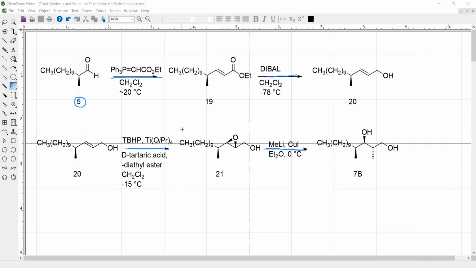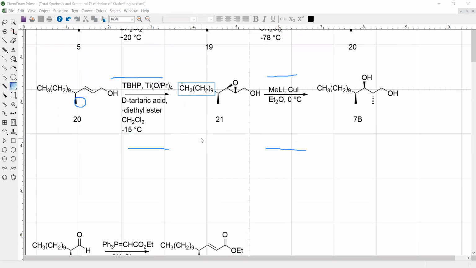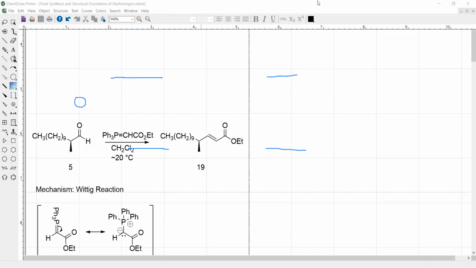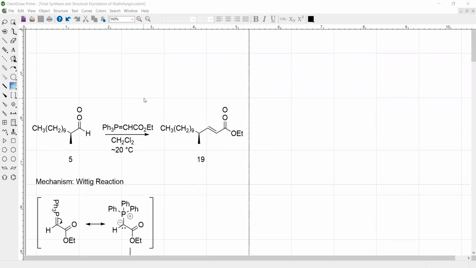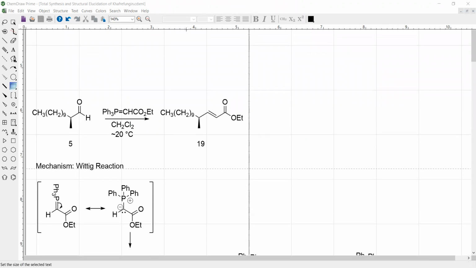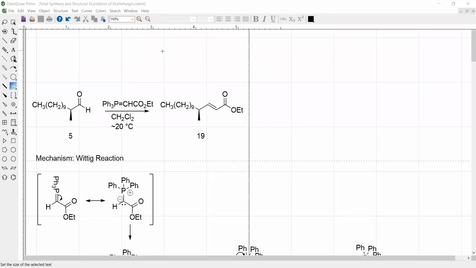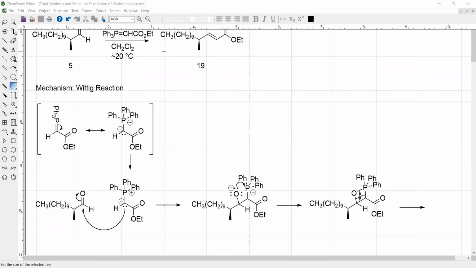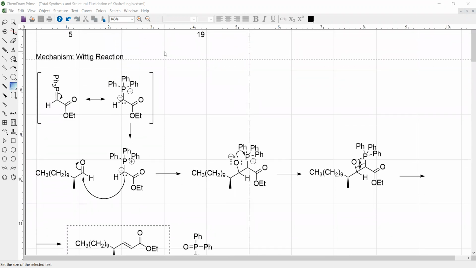Let's go into the first reaction. The first reaction is a Wittig reaction. If you're watching this video, I assume you know a bit about the Wittig reaction, because it's very common and very useful in organic chemistry courses, particularly organic chemistry 2. So let's walk through the mechanism for this.